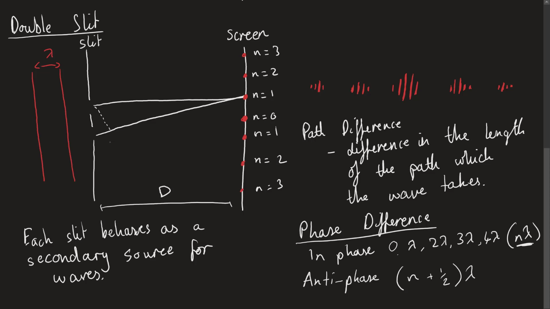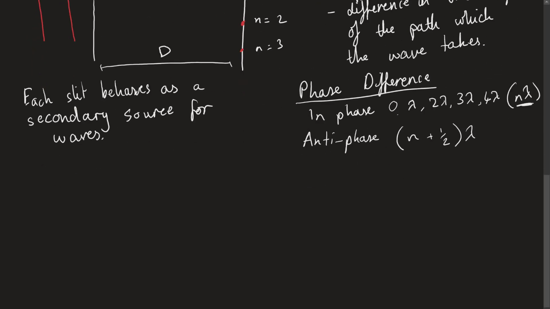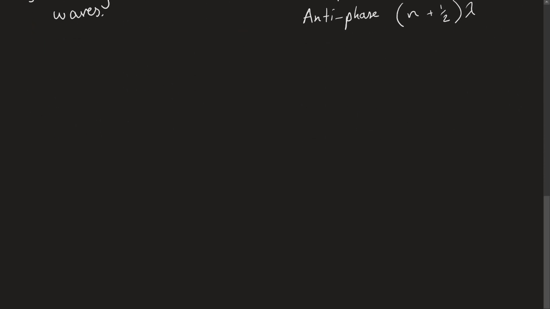Now this is double slit. There's only one extra type of slit to look at, and that is a diffraction grating. So now let's look at this idea of diffraction gratings.